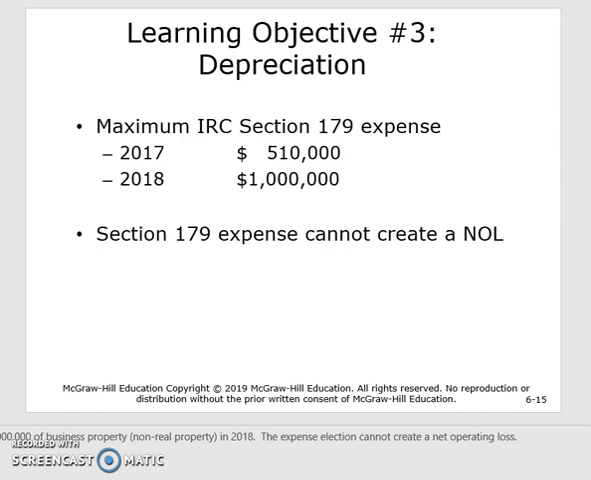Under Section 179, taxpayers are allowed to write off a certain amount of expenses in the year without deducting it over several years under normal MACRS depreciation. For 2017, the maximum limit was $510,000. For 2018, that maximum amount was extended significantly to $1 million. However, claiming the upfront Section 179 depreciation deduction expense cannot create a net operating loss.